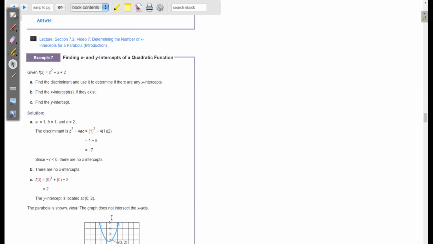All right, so more problems here. Looking at here, the y-intercept is 2, right? Doesn't get any easier than that. You just basically look at the constant. So find the discriminant and use it to determine if there are any x-intercepts. In order to find the discriminant, again, it's b squared minus 4ac. Well, b squared is 1 squared, minus 4 times a, which is 1, times c, which is 2. Oh, this is not going to be good, right? We end up with a negative number. So 1 minus 8 is negative 7.